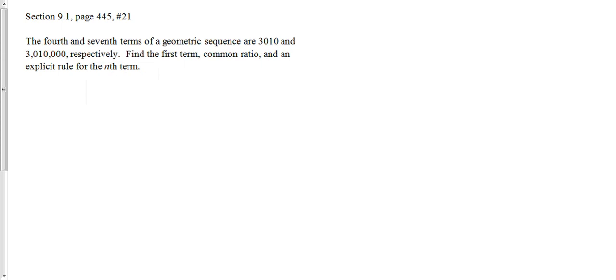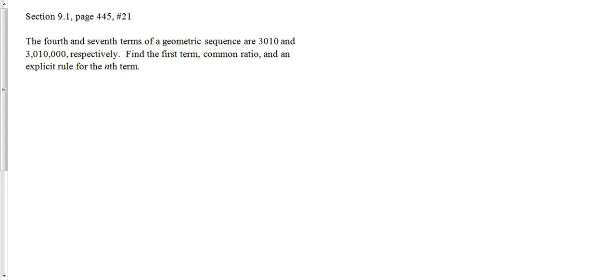All right, we're going to do section 9.1, page 445, number 21, which reads: the fourth and seventh terms of a geometric sequence are 3010 and 3,010,000, respectively. Find the first term, common ratio, and an explicit rule for the nth term.